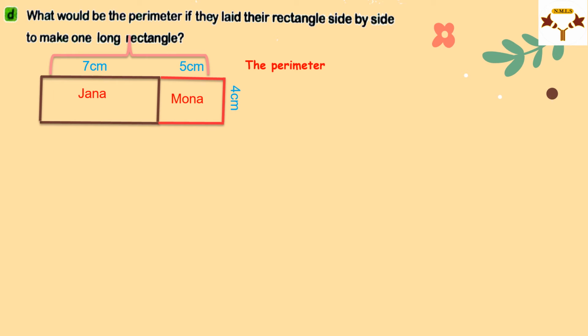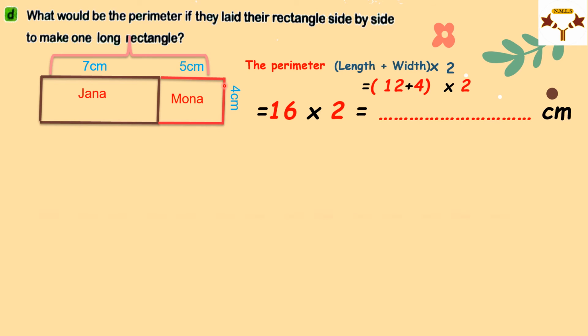So if I want to get the perimeter, it will be length plus width times 2. So here the new length will be 7 and 5 together, so 7 and 5 will be 12. So 12 plus the width here is 4, times 2, so 16 times 2.